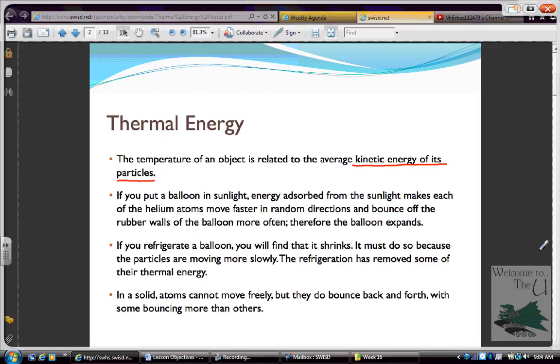And in a solid, you should know that the atoms cannot move freely around, but they do bounce back and forth still. And so the temperature is actually transferred a lot quicker in solids than gases and liquids because of the fact that the particles are so close to each other. As you increase their temperature, they're more likely to bounce off of other particles and transfer that energy. So we'll talk a little bit more about that as well.